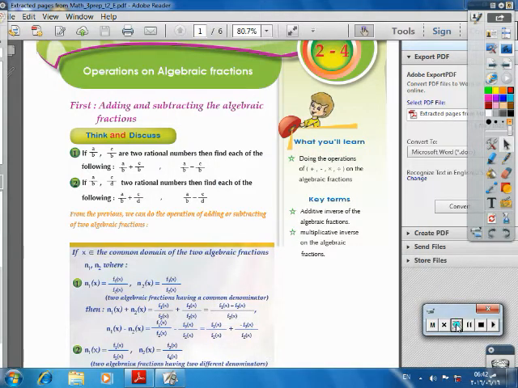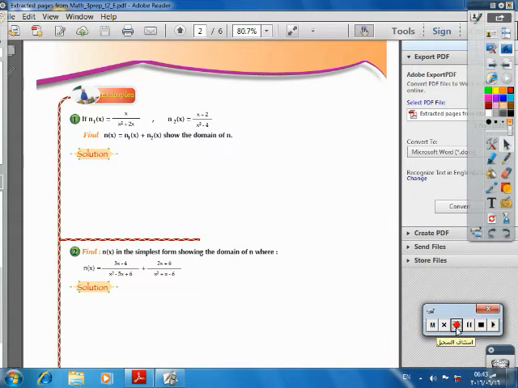Hello students, today we will talk about operations on algebraic fractions. Unit 2, Lesson 4. First, how to add and subtract algebraic fractions, and we also learn about multiply and divide fractions. Okay, student book, page 30, example 1.